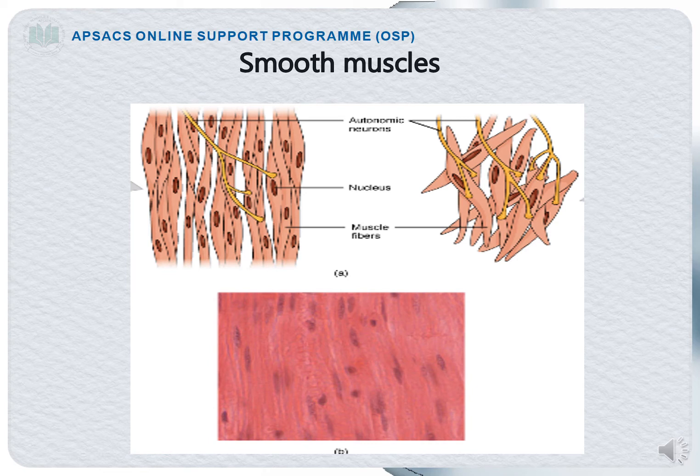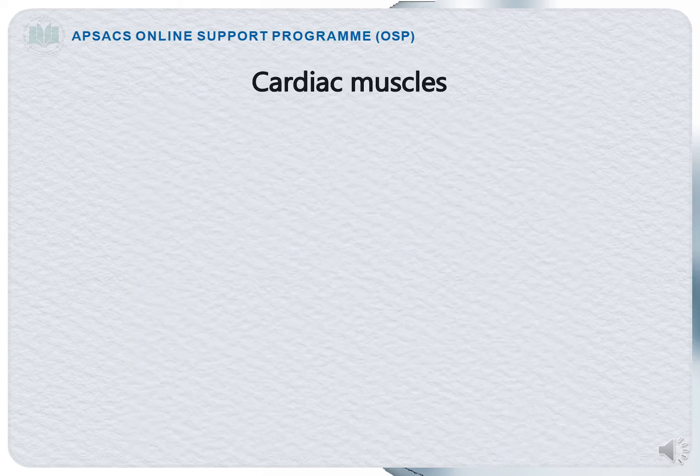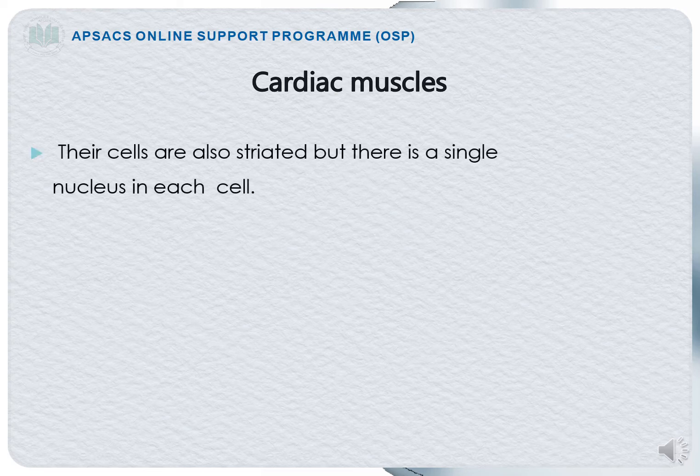You can see it is a plain surface, right? A single nucleus is present and muscle fibers are also present. Cardiac muscle. Their cells are also striated, but there is a single nucleus in each. Now, if you talk about the cardiac muscles, the cardiac muscles are also striated. Striated means that they will be in the form of strips.